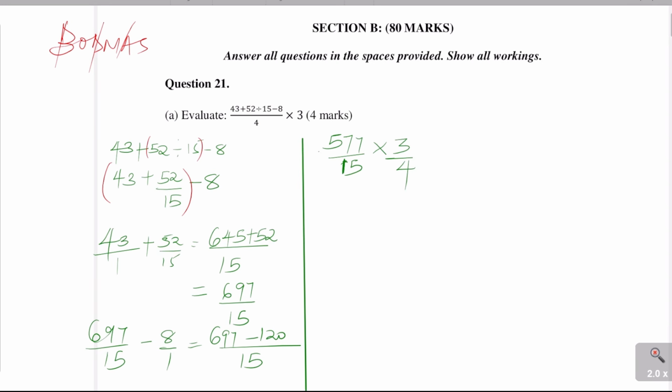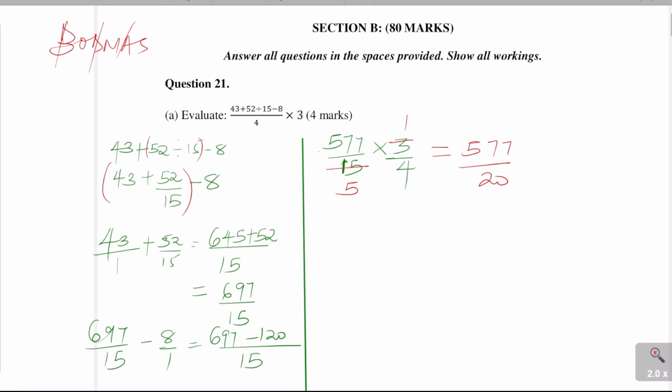Like that. So that is what we're supposed to do. So now from here we can simplify. 3 divided by 3 is 1. 15 divided by 3 is 5. Like that. And now when I look at this, 577 and 4 and 5 cannot divide. So we have 577 divided by 5 times 4, which is 20.